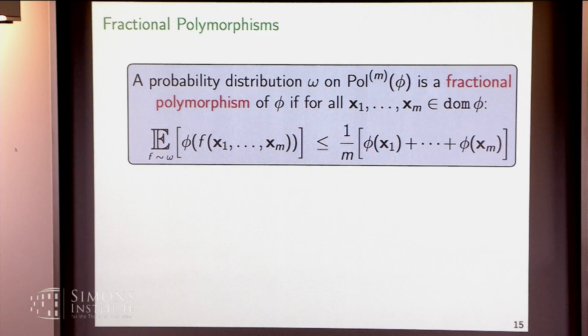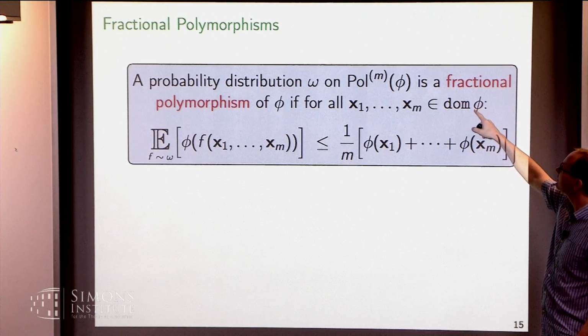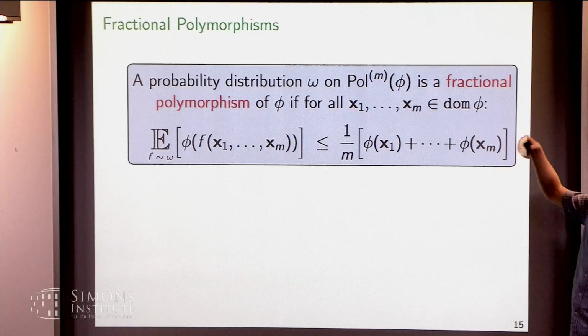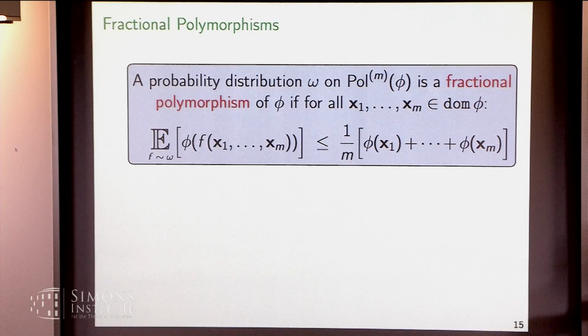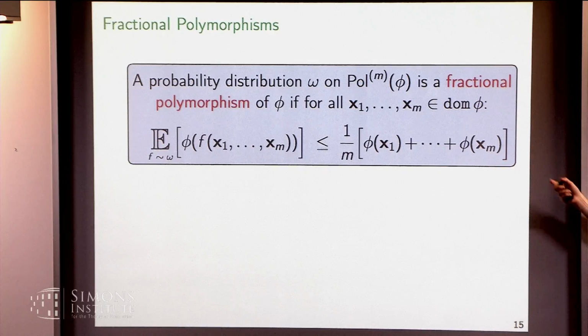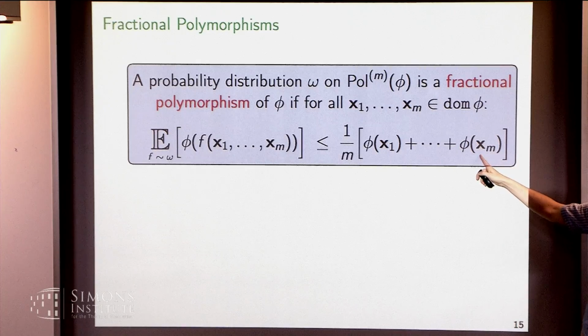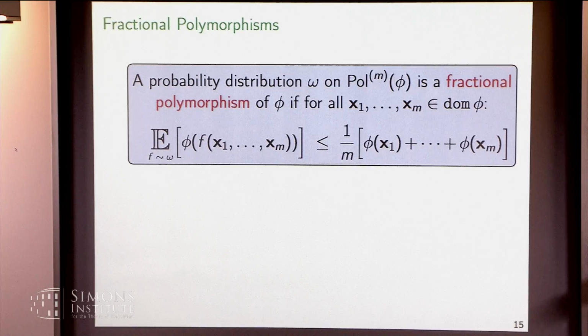So here's the definition. I have a function phi again. I look at the set of m-ary polymorphisms of phi, and a probability distribution on this set is a fractional polymorphism if it satisfies this inequality for all possible x1 through xm. So you should think of these x1 through xm as feasible solutions to phi. You look at the average value of these m, so that's the right-hand side. And on the left-hand side is the expected value with respect to the probability distribution that is the fractional polymorphism. How do I call it there? Omega.